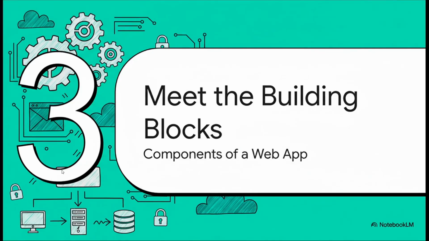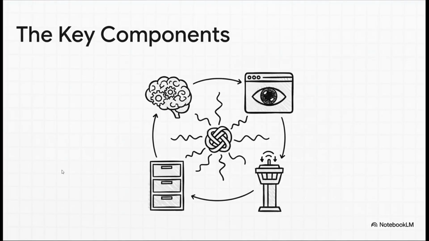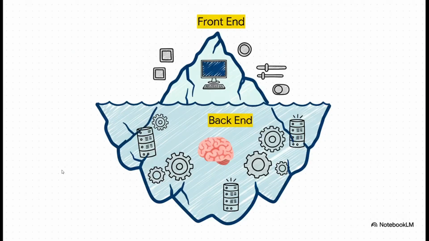Okay, let's go a little deeper. Time to meet the building blocks, the actual components of a web app. So pretty much every web app is built from the same core team of components. You've got the front end, the back end, a database, and a web server. And they all talk to each other using a set of rules we call protocols. Now, the two big players here are the front end and the back end.